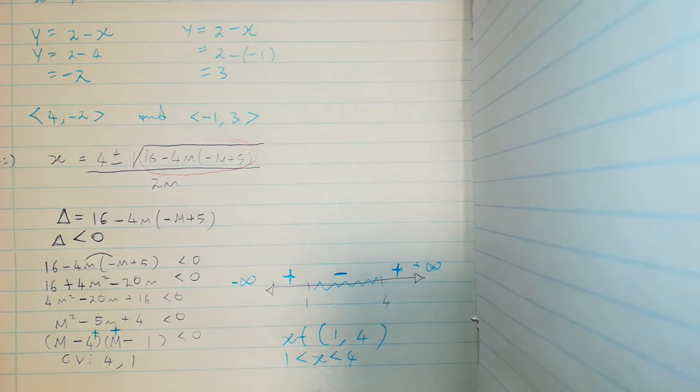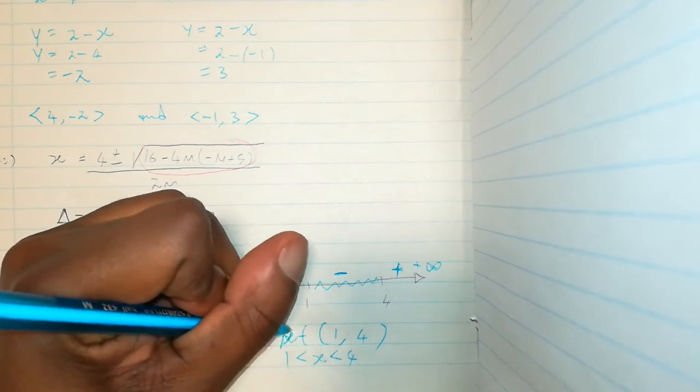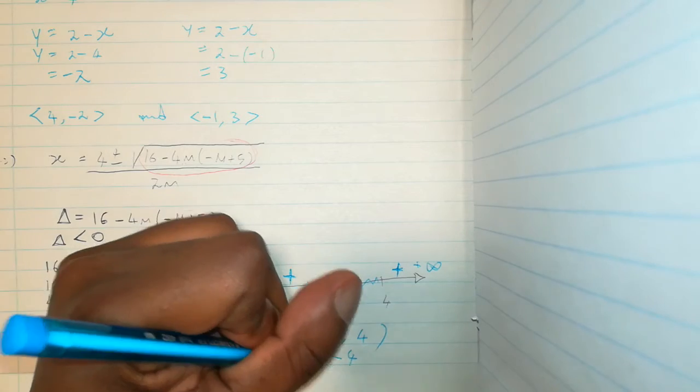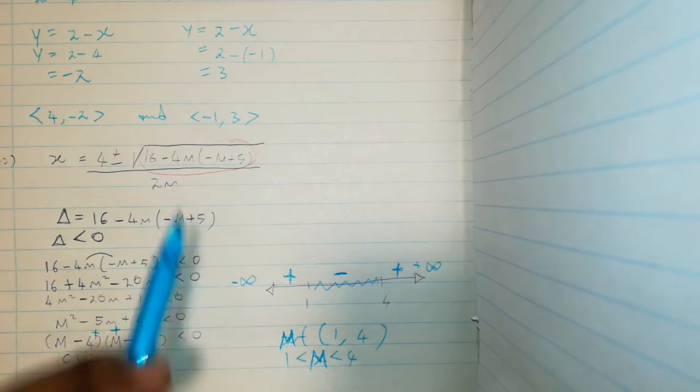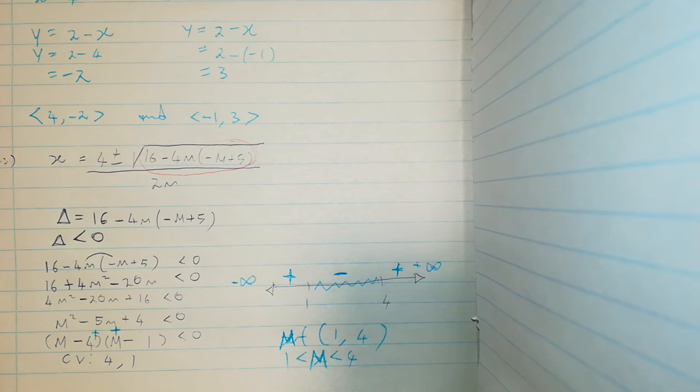So if you take a number from this interval and plug it in for m, it will not be real. It won't be real. Now that's it for question 1. We move on to question 2.